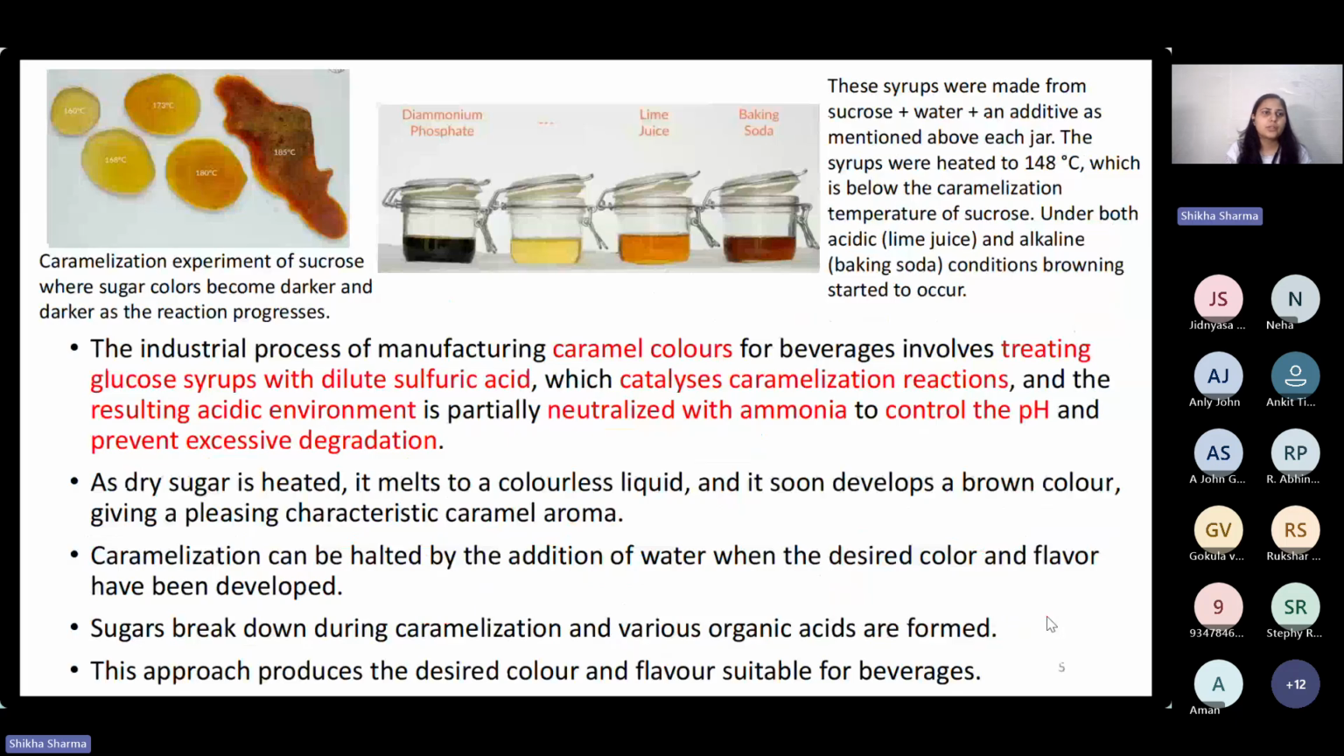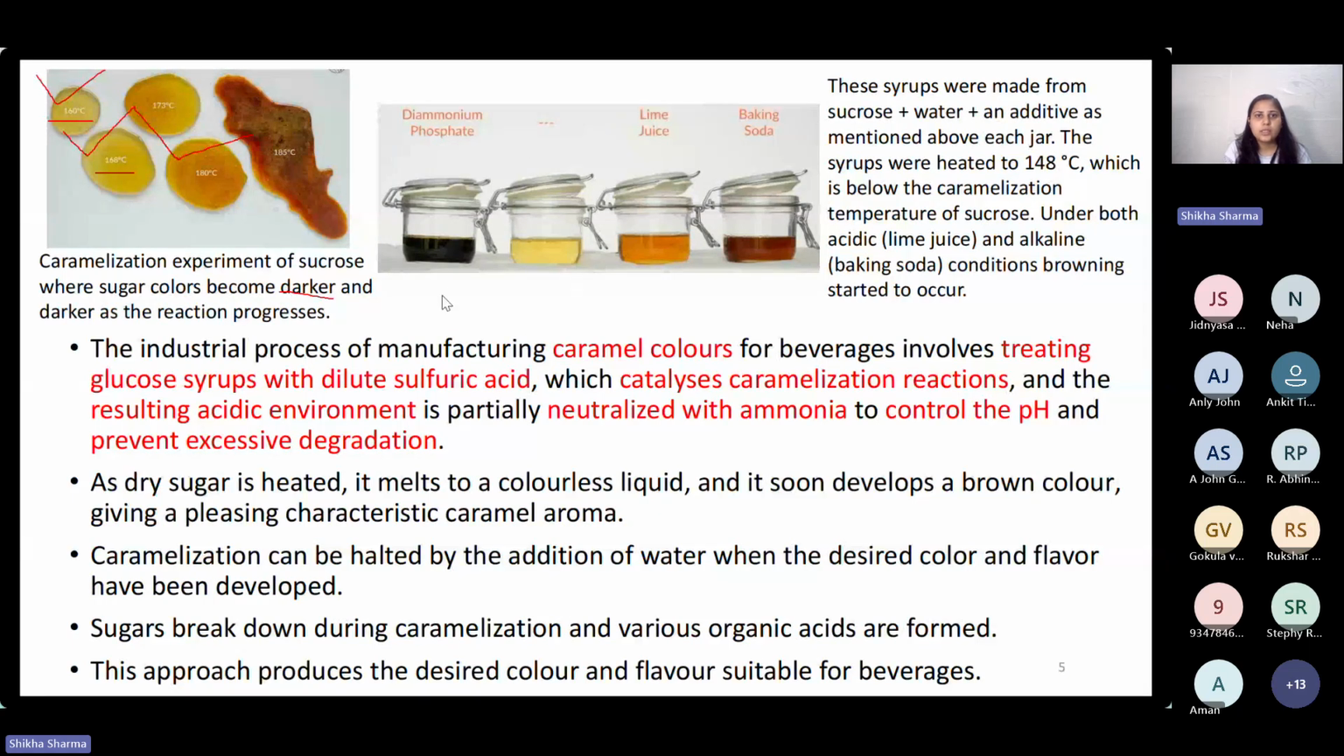From this picture, we can see that when sugar is at just 160 degrees Celsius, its color is a little pale, but it's not very dark. But when we increase the temperature, the color of the sugar becomes darker, like from 160 to 168, then 173, and then 180 and 185. So the color is becoming more and more dark.